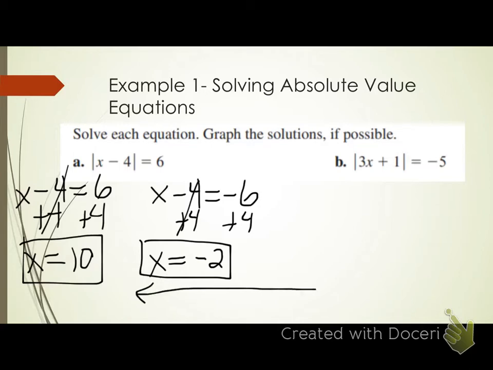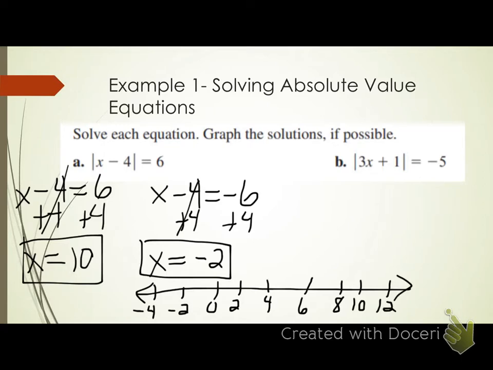So I'm just going to draw a number line. What's my first solution? 10. So I'm going to put a point at 10 on my number line. What's my second solution? Negative 2. So I'm going to put a point at negative 2 on my number line. And there's me graphing my solutions.